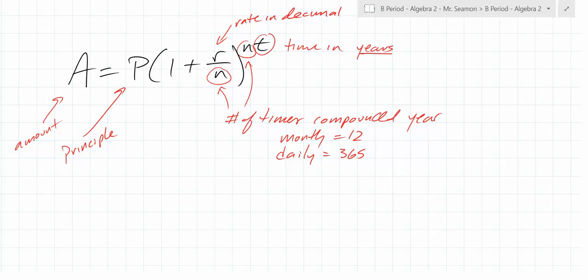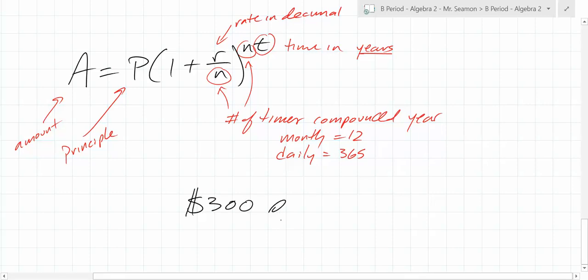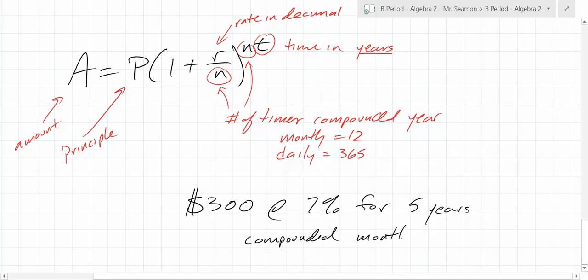My question to you is, how much money do you want to have in your bank account? A lot. Okay, just pick a number. Okay, let's say you had $300 to start with. At what interest rate? What's a good interest rate? Let's do, say, 7%. That's super high. That's very high. For how many years? 5 years. How often do you want it compounded? 12 times. Compounded monthly. 12 times.